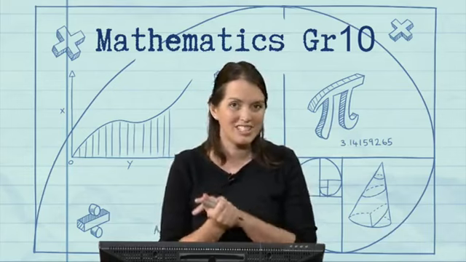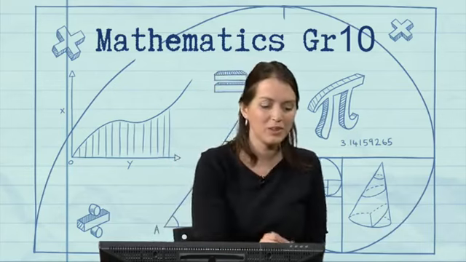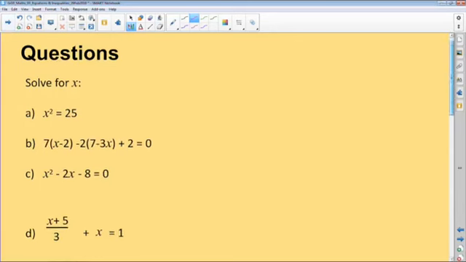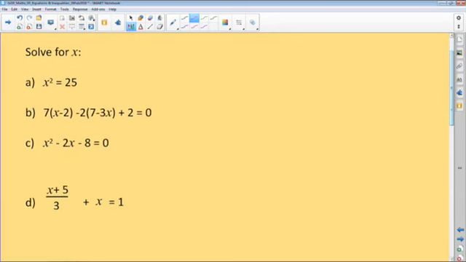Shall we look at the questions that we've got to do today? We're going to start by solving some equations. The first one is x squared is equal to 25. Then we have a long one over here, 7 into brackets x minus 2 minus 2 into brackets 7 minus 3x plus 2 is equal to 0. Then we have x squared minus 2x minus 8 is equal to 0.